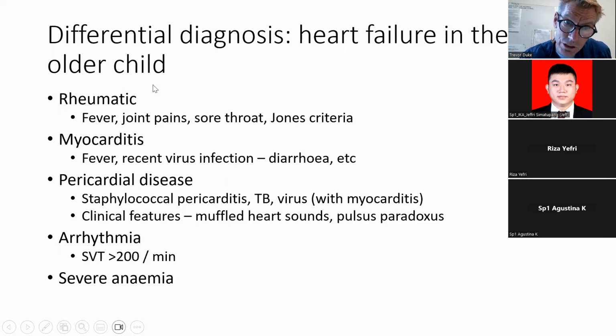So when you see an older child beyond infancy who has these features of heart failure, then think about these things, especially the school-age child. Could it be rheumatic? Could it be myocarditis? Could it be pericardial disease like staph pericarditis or TB or a virus with myocarditis? Or could it be an intrinsic arrhythmia? Or could the child just be pale because he has severe anemia? That's the main thing I wanted to explain.